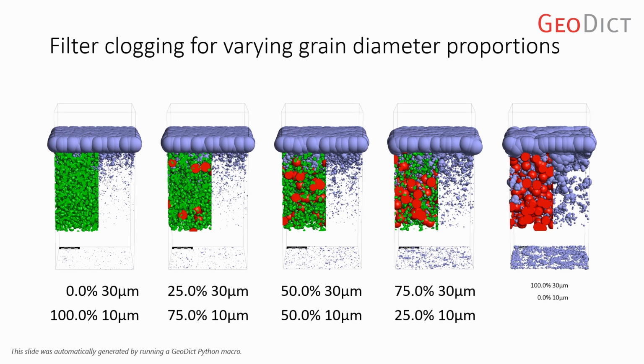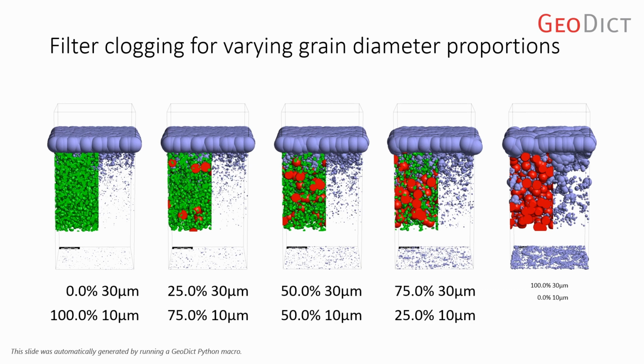So the red grains are 30 microns and the green grains are 10 microns. To the left, we have 100% 10 micron grains. And on the other side of the scale, we have 100% 30 micron grains here. Due to different coloring, you can see how the proportion varies here. We've also sliced away half of the structure, so you can see how well the particles penetrate inside the structure.